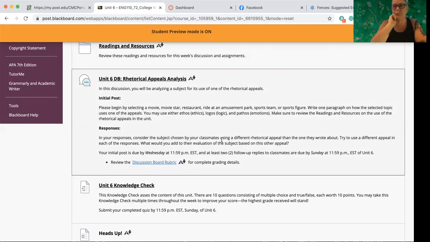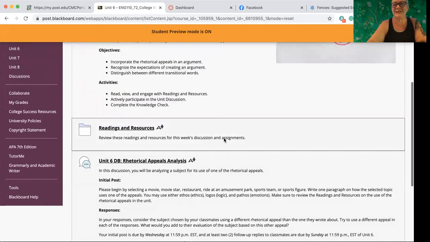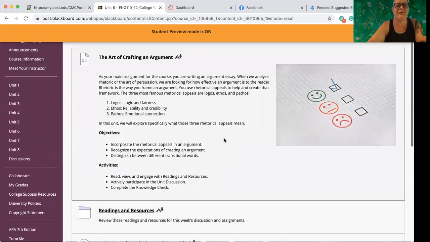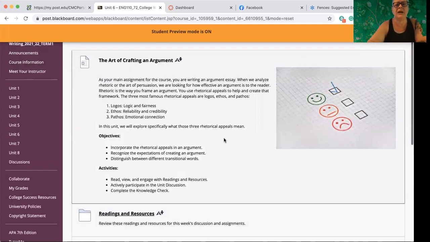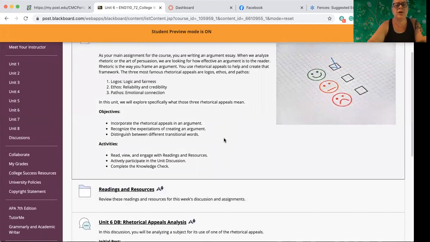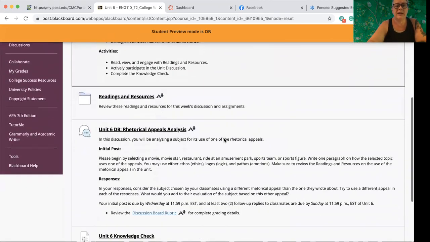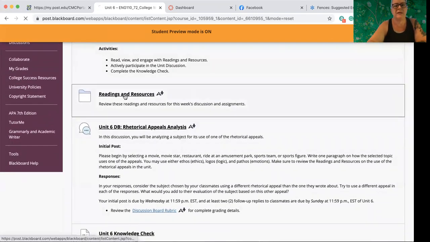In the meantime, we also have some reading and some work to do about learning more in order to help you write that paper about the crafting of an argument. We're going to be focusing this week on the elements of argument, specifically logos, which means logic and fairness, ethos, which means reliability and credibility, and pathos, which means having some sort of emotional connection with the argument at hand. So let's take a look, as we always do, at the readings and resources.